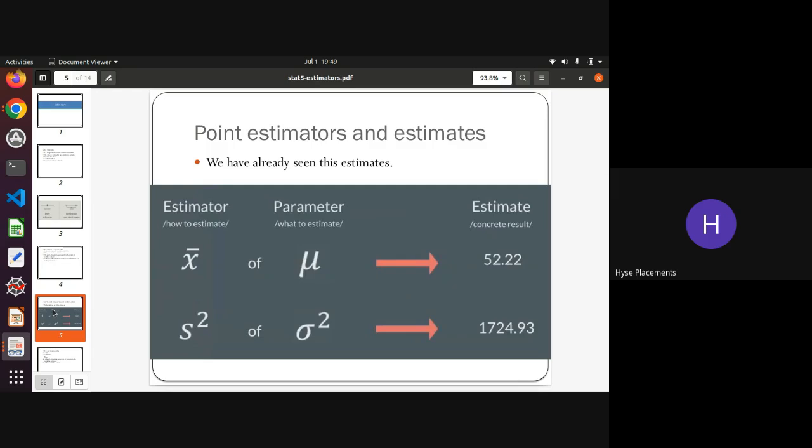Okay, point estimators, we have already seen these estimates. So x bar of mu, the sample mean as the estimator of the entire population mean. Suppose some result is there, that result is called an estimate. The same goes for the variance, and you can go for the standard deviation as well.